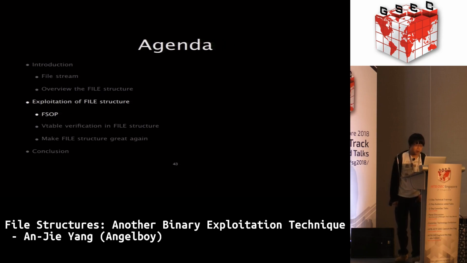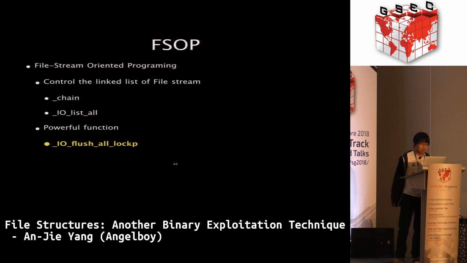Okay, let's talk about some advanced exploitation. The first one is file stream oriented programming. File stream oriented programming, called FSOP, uses the file structure to do oriented programming. It's like return-oriented programming, call-oriented programming, and so on. ROP drives the control flow by gadgets that all end in a return instruction. COP uses call instructions, and FSOP uses the virtual function table with calls in a file structure.